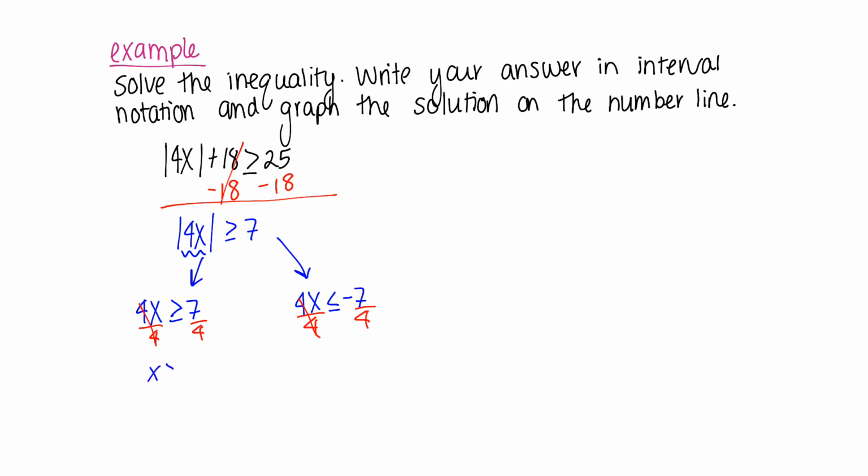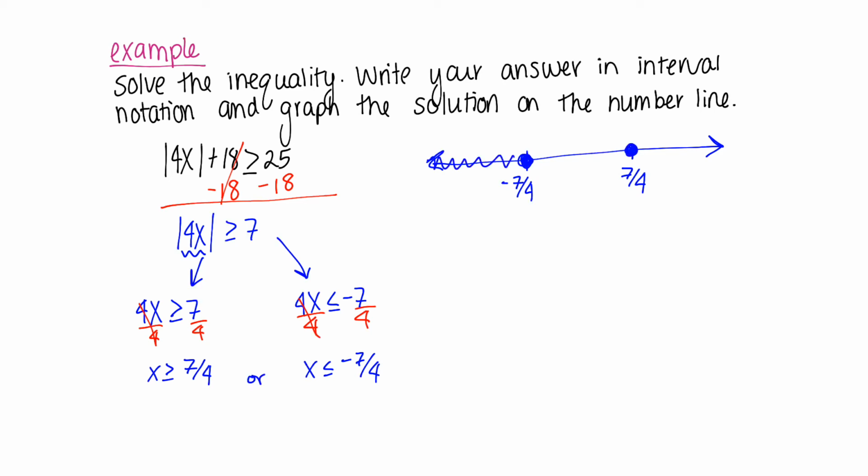Here you're going to have x is greater than or equal to 7/4. Over here, x is less than or equal to negative 7/4. And there's an "or" in between them. So when you've split into 2, that means you're shading 2 spots on the number line. Negative 7/4 is down here, positive 7/4 is up here. We had underlines, so these will be closed circles. And then we're shading the tail portions here.